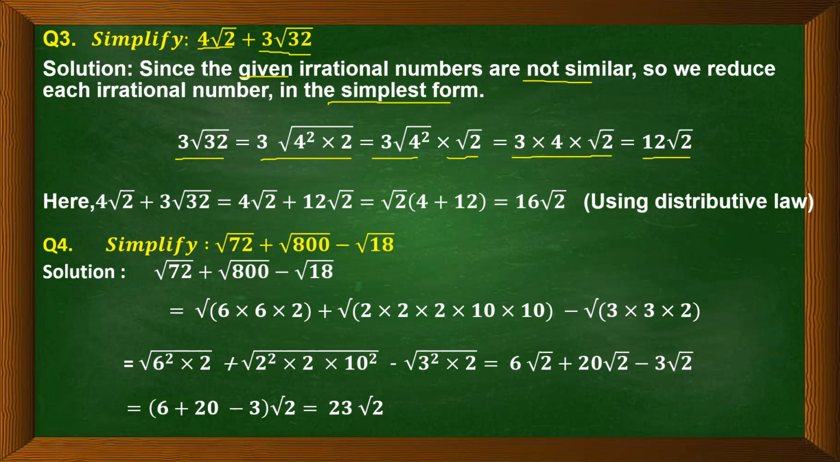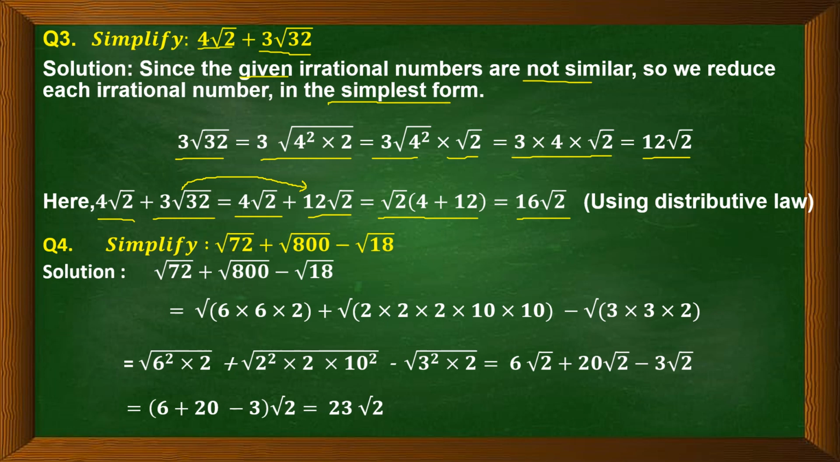12 into root 2. Right, so over here we can say 4 root 2 plus 3 root 32 is equal to 4 root 2 plus 12 root 2. Now 3 root 32 has been written in simplest form, that is 12 root 2. Now we have a common irrational factor. They are like irrational numbers. So root 2 can be taken common. Further we shall add the coefficients. 4 plus 12, that is 16. 16 root 2 is the answer.